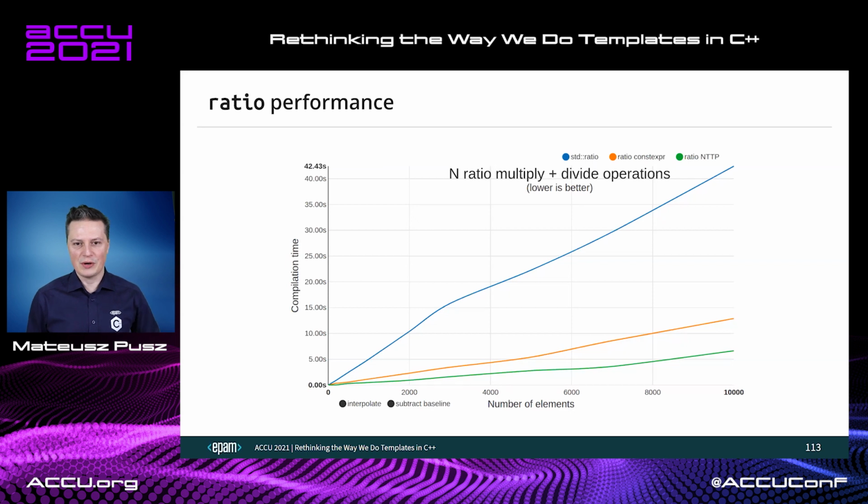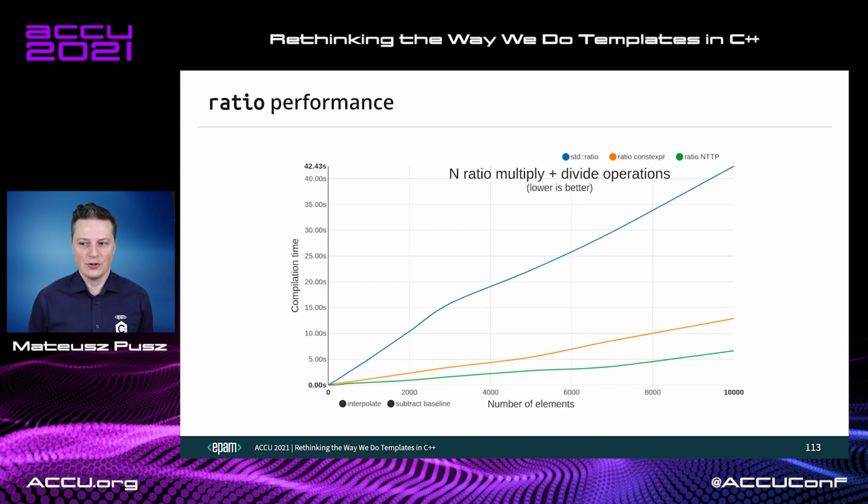But still, it will require some branching and maybe introduce some additional maintenance costs for the developers to maintain two different branches of the same, let's say, algorithm of working on ratios. But still, using the NTTP ratio is way faster than any other solution here. This is for multiplication and division of ratios. It also includes, of course, creation of the ratio instance.